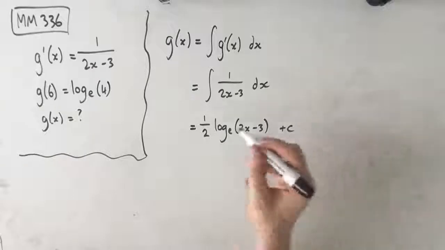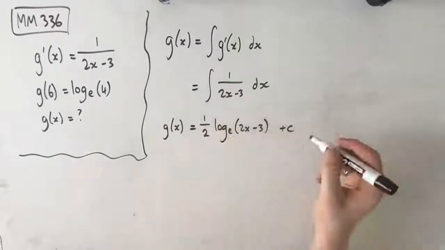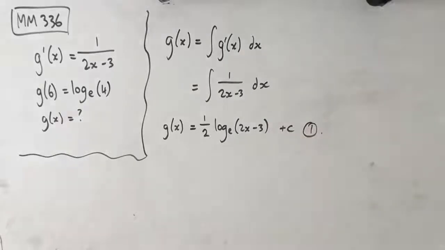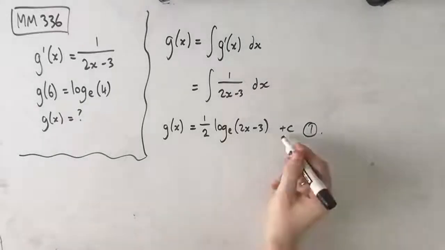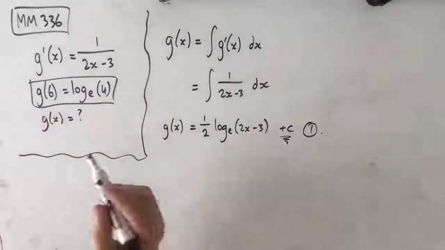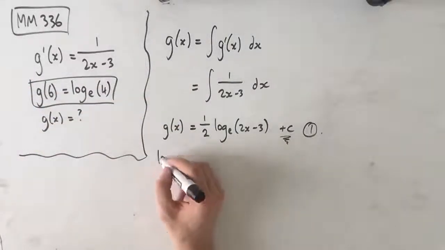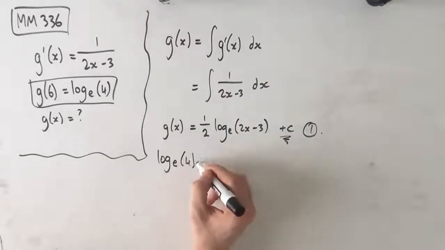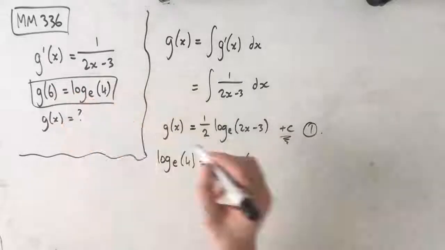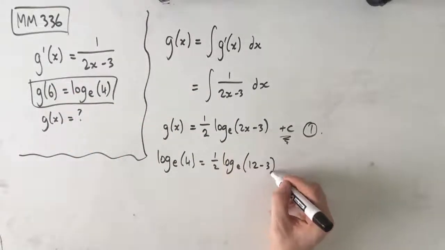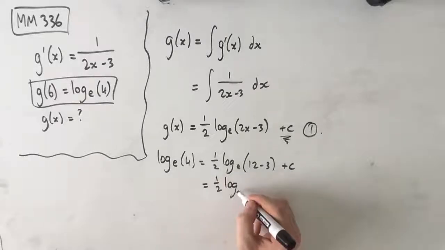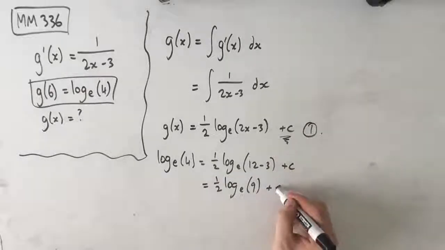Awesome. We need to remember our plus c, because we're trying to find a function here. And that's our first mark. Alright, so our first mark comes there. And now we need to figure out what this c is. So that's what this piece of information here is for. So g of 6 equals log e of 4, which means that log e of 4 equals 1/2 log e of 2 times 6 minus 3 plus c, which means that 1/2 log e of 9 plus c.